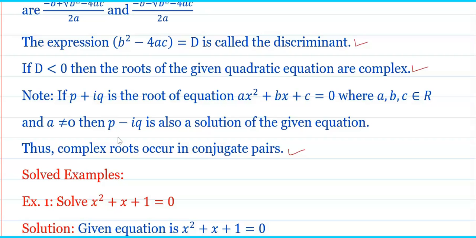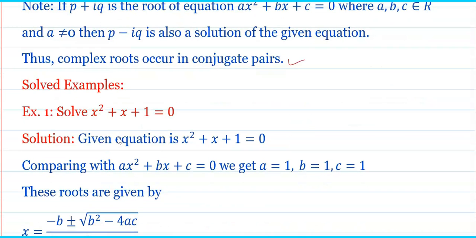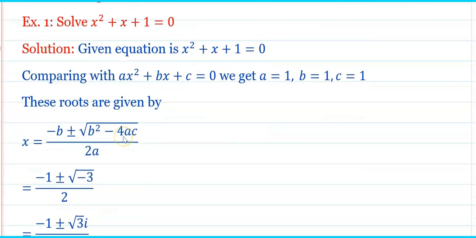Now solve the equation x square plus x plus 1 equals 0. Given equation x square plus x plus 1 equals 0. Comparing with ax square plus bx plus c equals 0, the value of a is 1, b is 1, c is 1. Okay. Now what is the formula? x equals minus b plus or minus root of b square minus 4ac upon 2a. Substitute the values. What is b? b ची value किती तर 1 आहे. Therefore it is minus 1 plus or minus root of the value of b square minus 4ac.